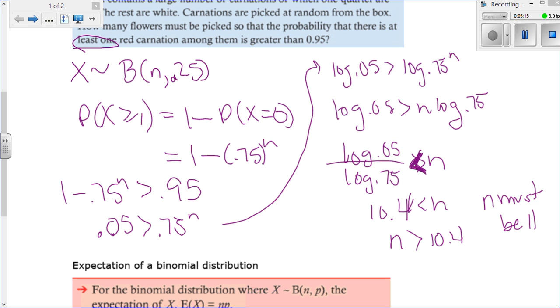So they must pick at least 11 carnations out of the box to make sure that the probability of at least one red carnation among them is greater than 0.95. So n must be 11 here.